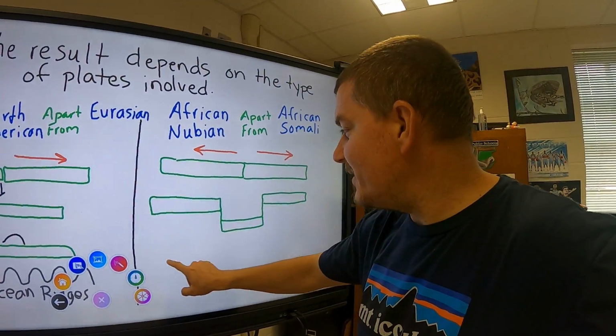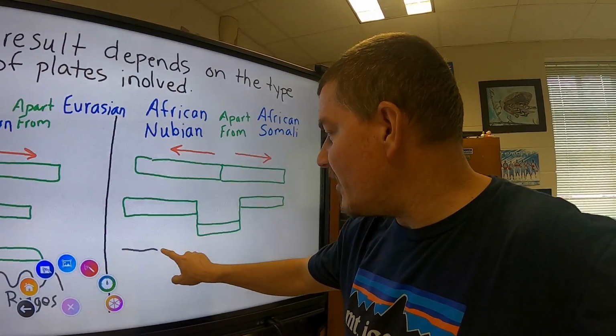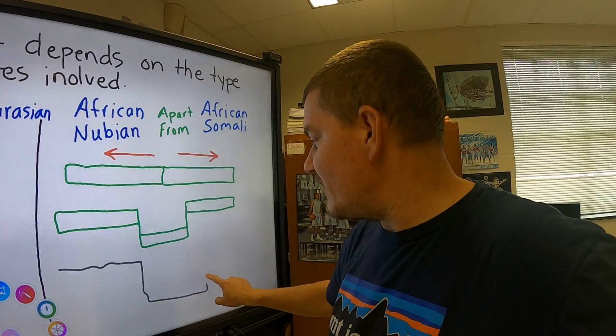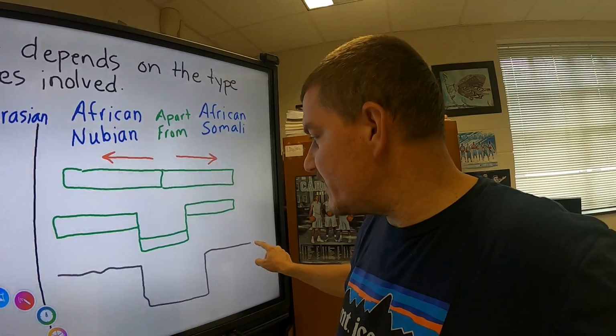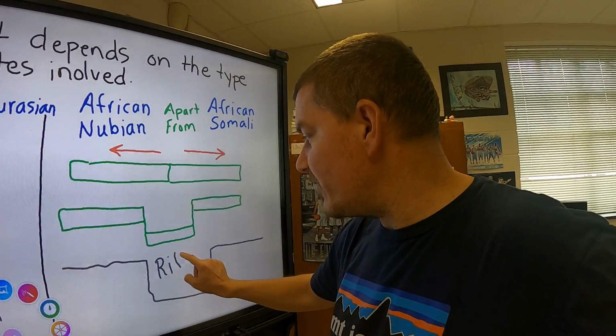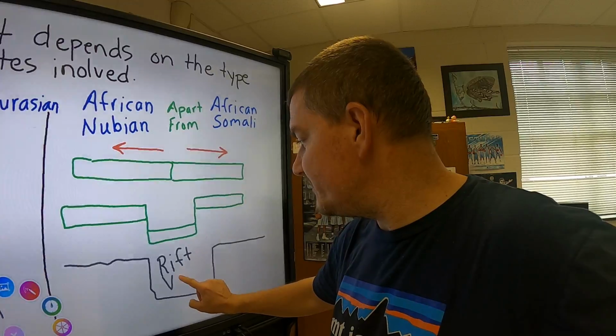Sorry for that announcement. But we're going to try to draw that in. We got our land, comes straight down, and then we have our valley floor, cliff side on the other side, and that's called a rift valley.